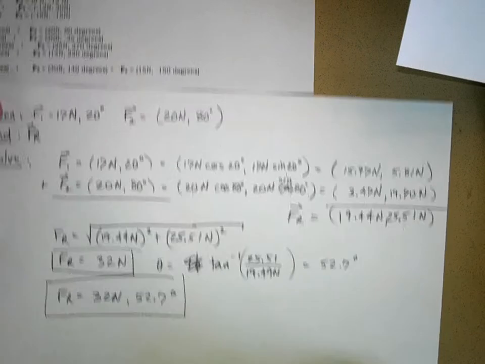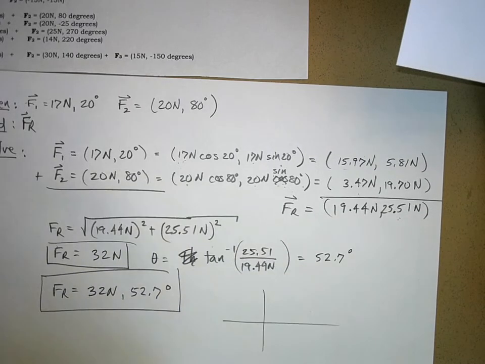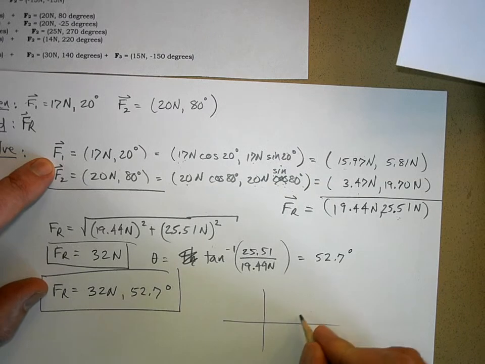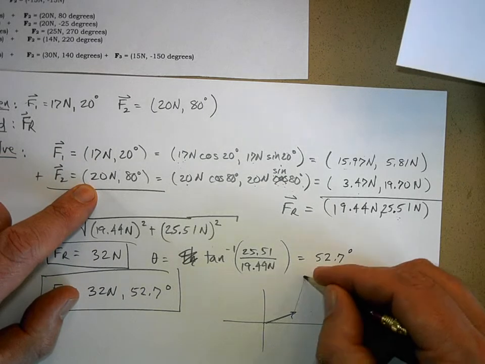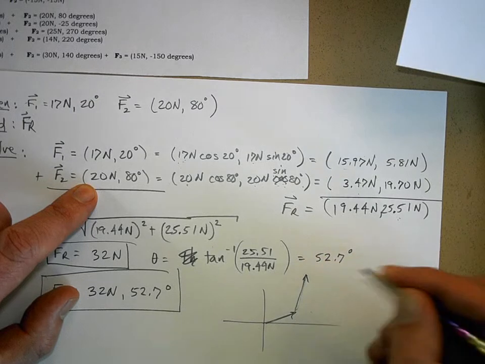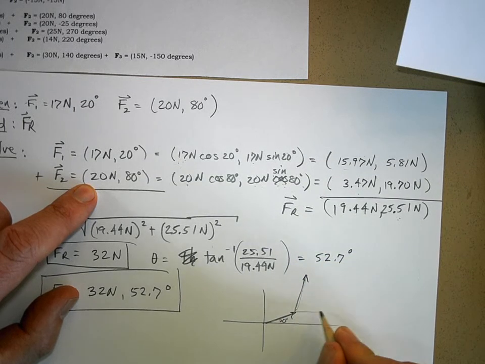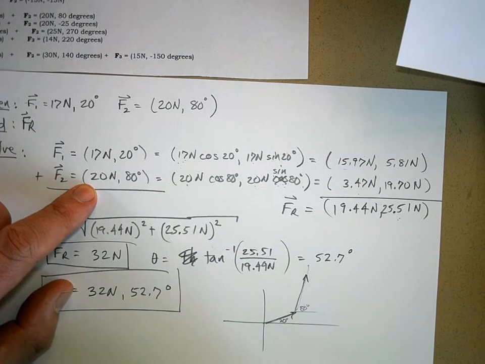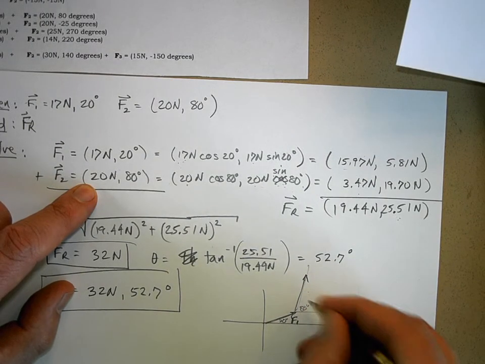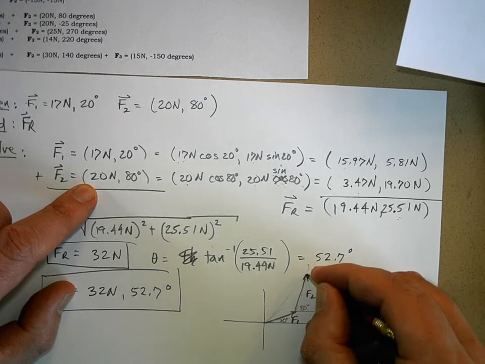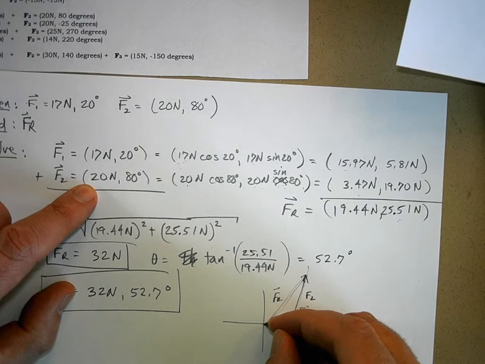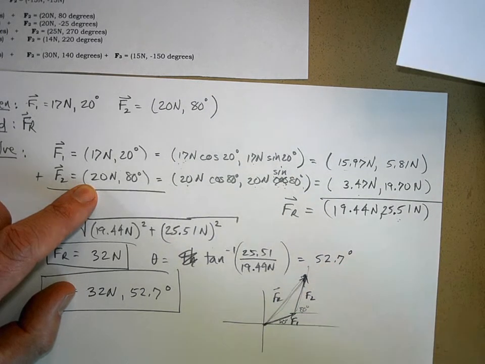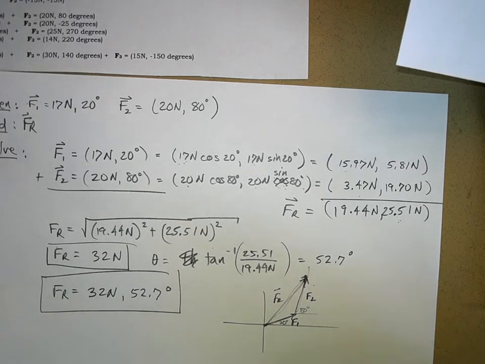And let me draw a quick sketch. F1 was 17 at 20 degrees. And then F2 is 20, so it's a little bit longer, at 80 degrees. So here's 20 degrees, and then this would be 80 degrees. This is F1 here, and here's F2. So R would look something like this. F sub R starts where F1 starts and ends where F2 ends. There we go. And I look at my answer, and does that make sense? Yeah, it looks right to me.